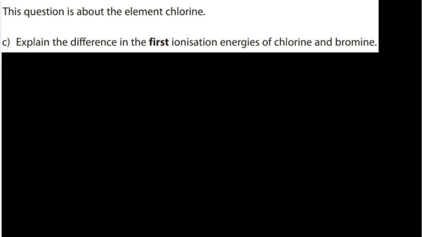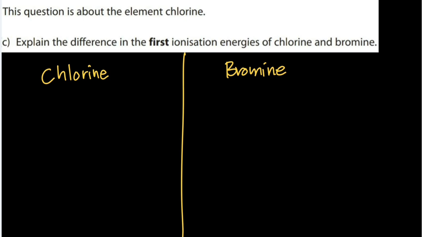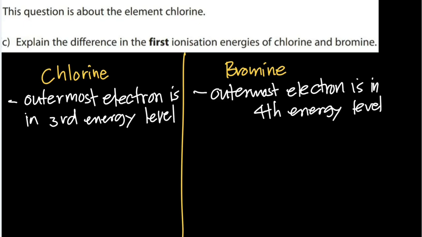Now next question for the same number. Explain the difference in the first ionization energies of chlorine and bromine. Alright, so let's explain the difference in their first ionization energies. Chlorine's outermost electron is in the 3rd energy level, while bromine has its outermost electron in the 4th energy level.